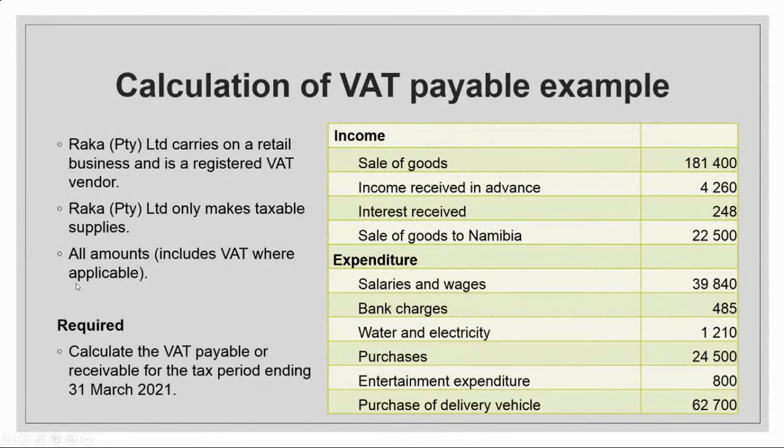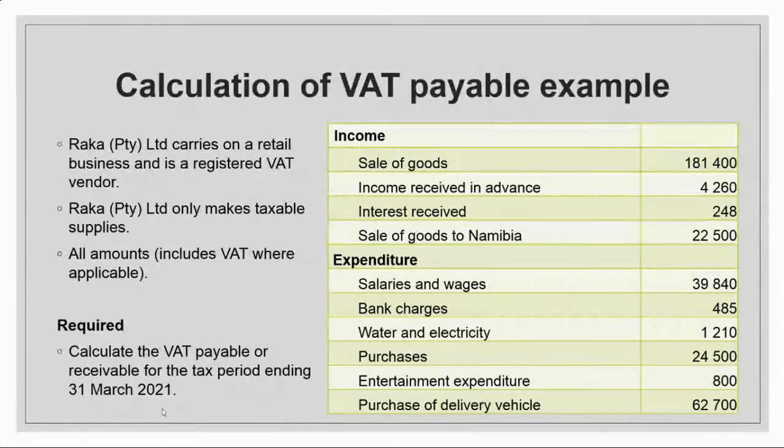and we tell you all amounts include VAT where applicable. Now, if we tell you it includes VAT, all of these amounts are inclusive. If I tell you where applicable, it means if it's standard rated, VAT is included. If it's exempt, it would not have VAT. If it's zero rated, it would have VAT at 0%. So that is what this information here at the end means. Now, what they want you to do is they want you to calculate the VAT payable or receivable for the tax period ending 31st of March.